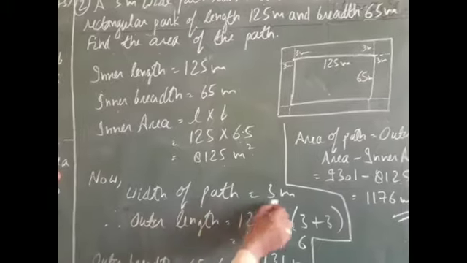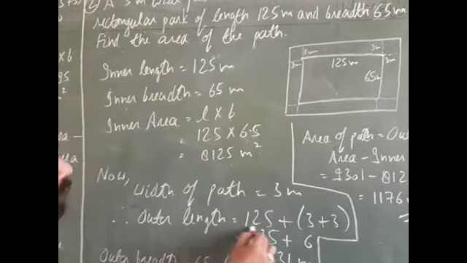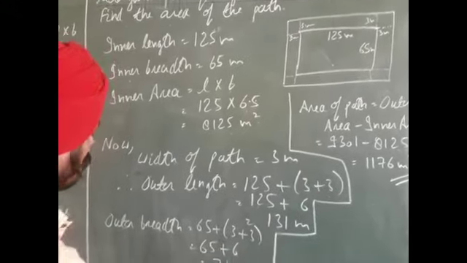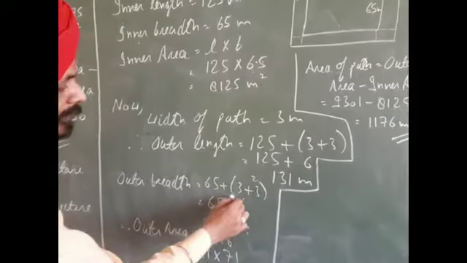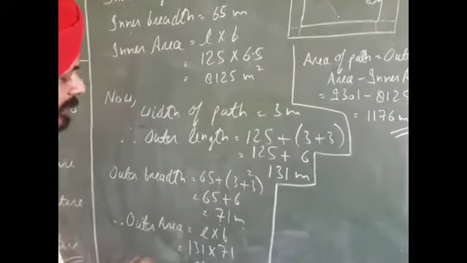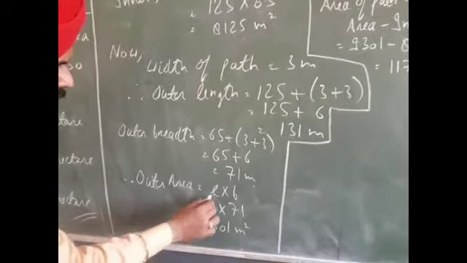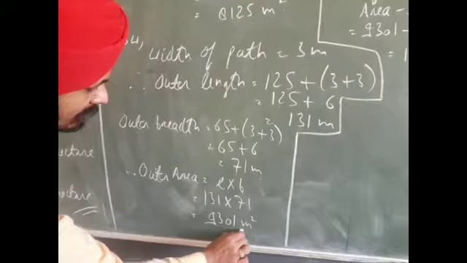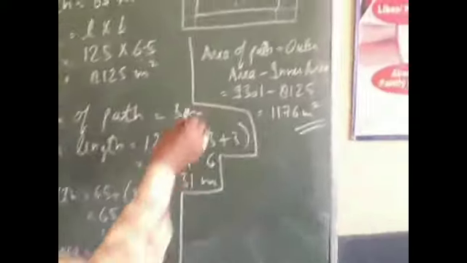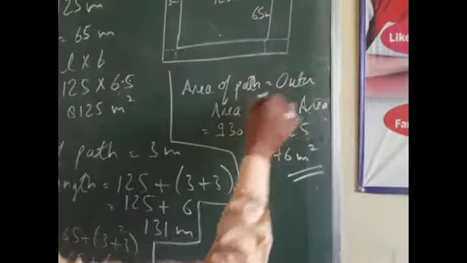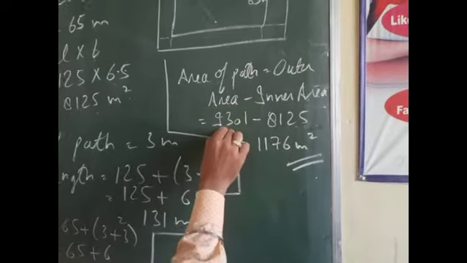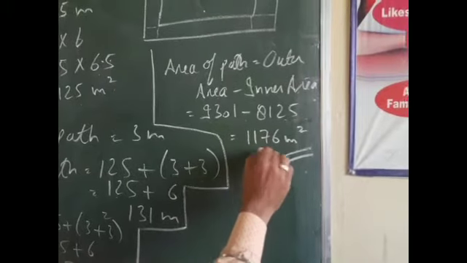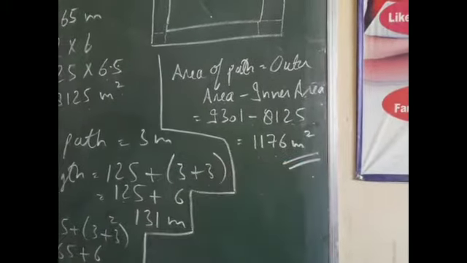Now the width of the path is 3 meter. You will find the outer length, 125 plus 3 from both corners. You will get 131 meter. Then you will find the outer breadth, 65 plus 3, you will get 71 meter. Now you will find the outer area, length into breadth, 131 into 71, you will get 9301 meter square. Now you have to find the area of the path. Outer area minus inner area, so 9301 minus 8125, you will get 1176 meter square.